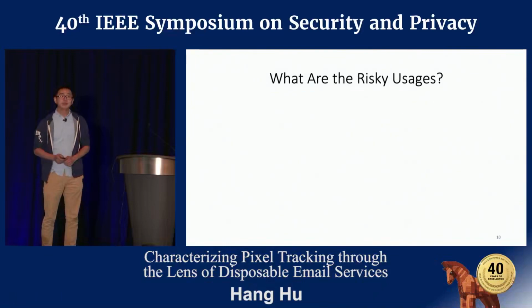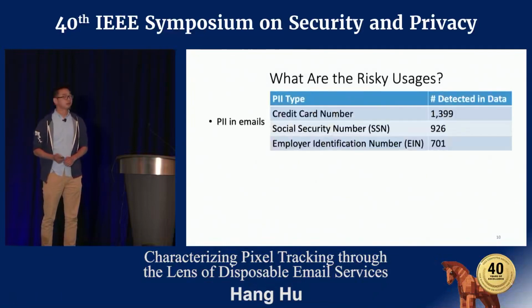After data collection, we found some risky usages of disposable email services. The first risk is that we found sensitive, personally identifiable information in collected messages. So we used regular expressions to look for those sensitive PII, and here's what we have found. We have found credit card numbers, social security numbers, and employer identification numbers.